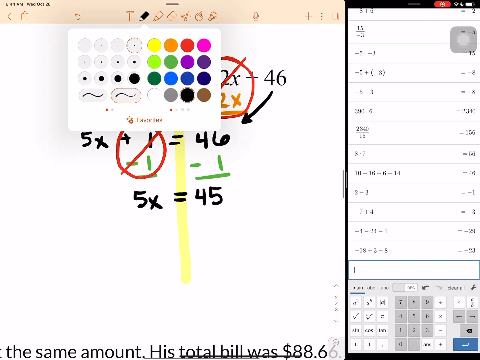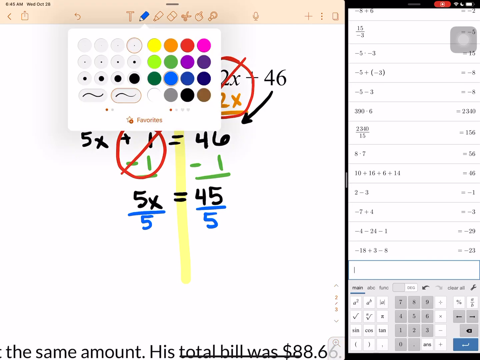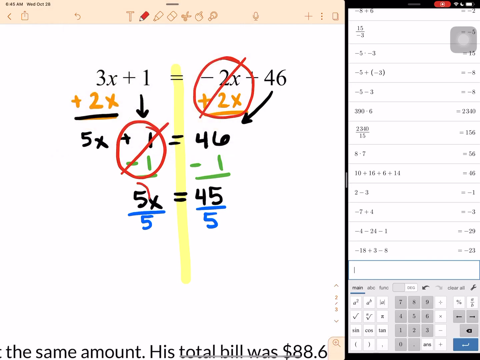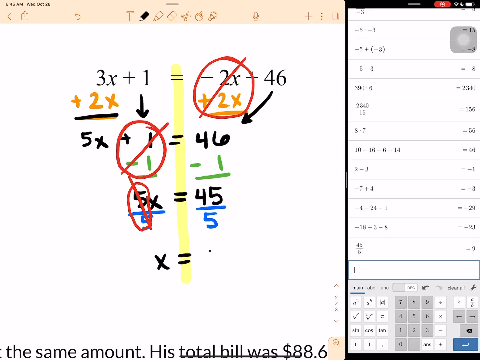So now my last step is to get that x completely by itself. Right here I have 5 times x. To undo that multiplication, I need to divide both sides by 5. Whenever we divide both sides by 5, 5 divided by 5 is just a 1. So I'm just left with 1x on the left side, and then 45 divided by 5 is equal to 9. So that is my solution.